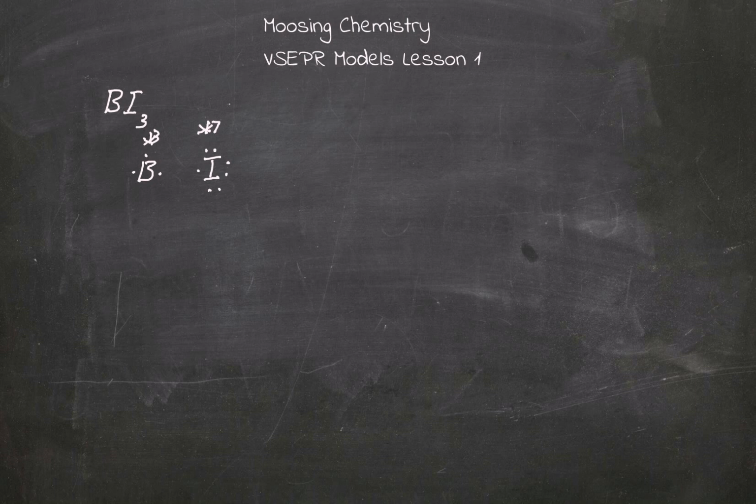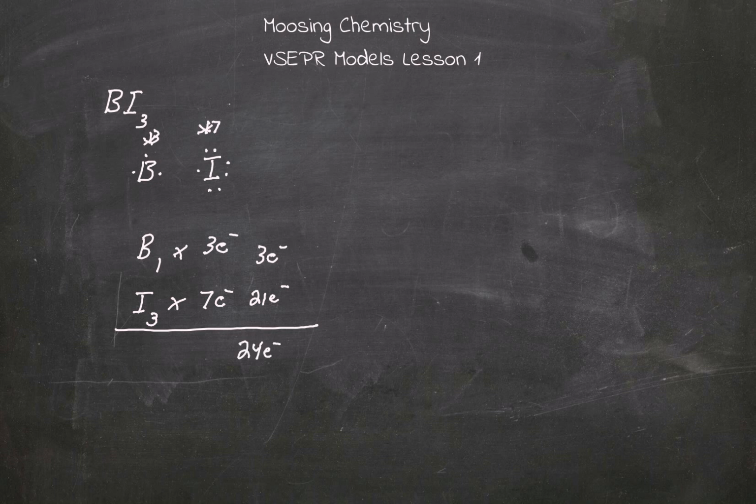So we're going to go B, 1 times 3 electrons. And then for I, we have 3 of those, 3 times 7 electrons. When we look at the total, we have 3 electrons for boron and 21 electrons for iodine. Now we add these together, and we get 24 valence electrons.